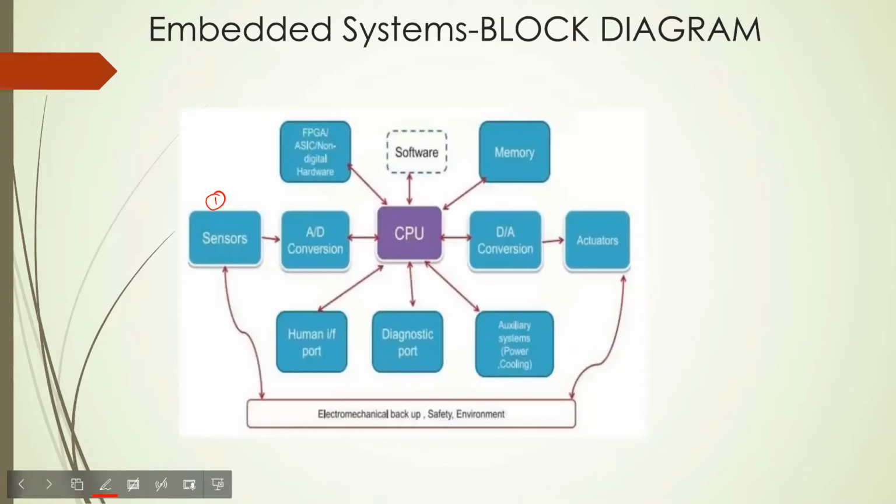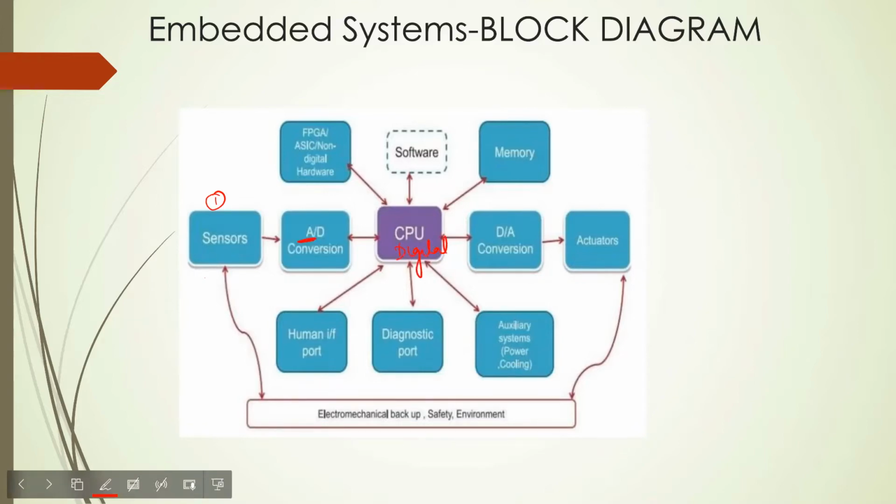So we are done with the first block. What will your sensor do? Your sensor will convert the physical quantity to an electrical quantity. In your temperature sensor, the temperature is converted to an electrical quantity. In your level sensor, the level is converted into an electrical quantity. The electrical quantity which you have got is analog in nature, whereas the CPU which you are using is digital.